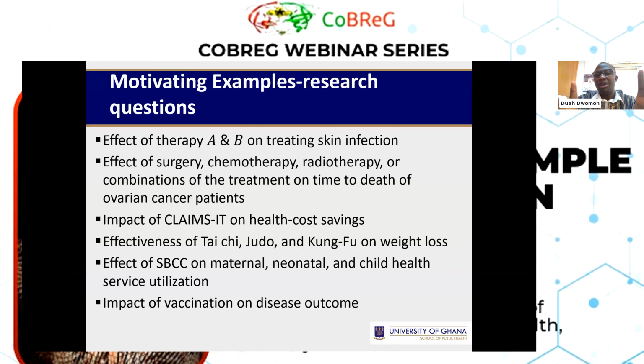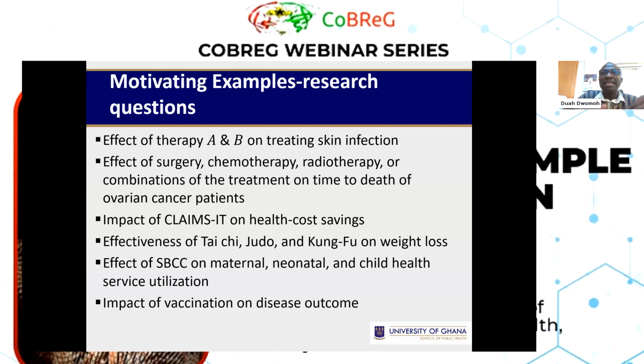Now, there are cases where you want to, for instance, quantify the effect of surgery, chemotherapy, radiotherapy, or combinations of these treatments on time to death of certain cancer patients. So we want to evaluate this. The outcome measure in this study is time to death. Apart from the treatment therapies that I have highlighted, surgery, chemotherapy, radiotherapy, or the combination of these different interventions, age, for instance, is a typical confounder because age can have an effect on the acceptance of these interventions, and it can also have an effect on time to death of any ovarian cancer patient.